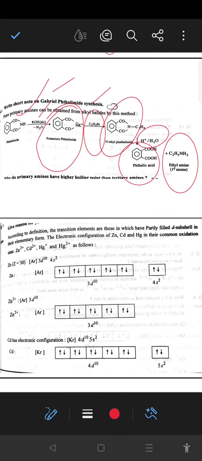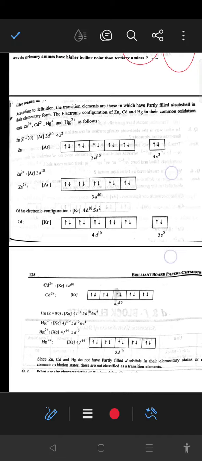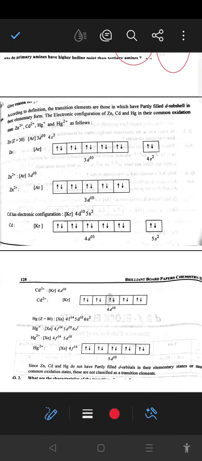ठीक है जी. So next question है, why zinc, cadmium and mercury do not have a partially filled d orbital in their states, and they are not classified as transition metals or elements. As we know, in the zinc, cadmium and mercury, zinc has atomic number 30, 3d10 4s2, cadmium has 4d10 5s2, and mercury has 5d10 6s2 electronic configuration.